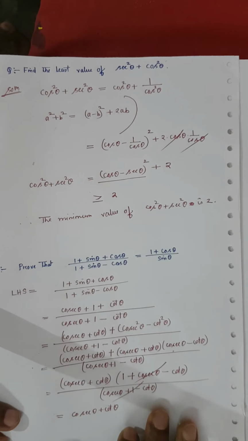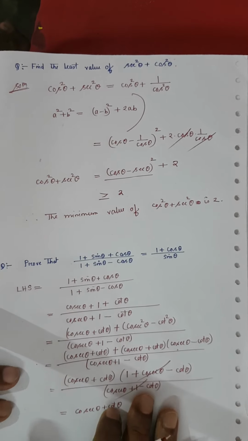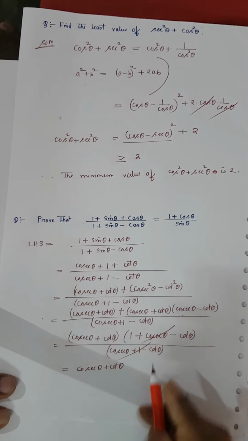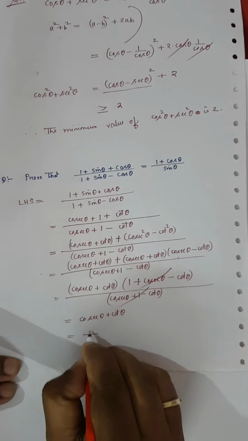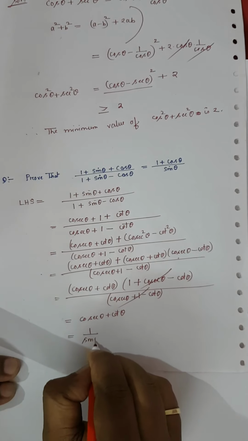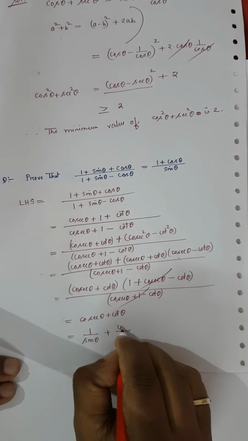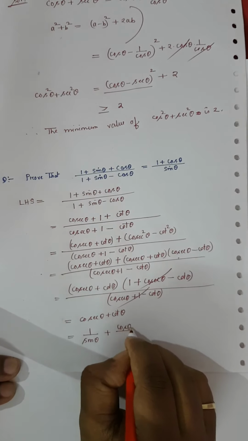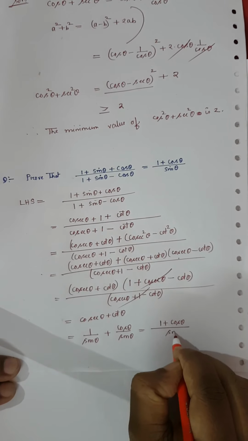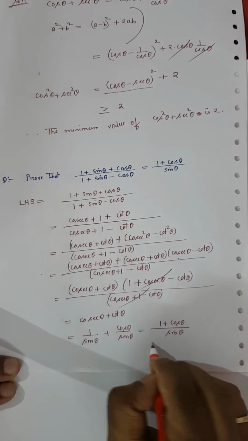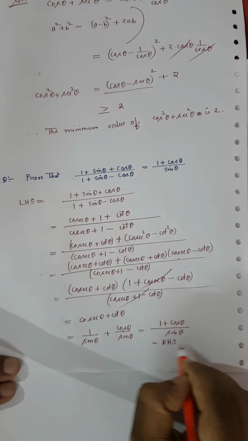So what is cosec? Cosec means 1 by sin. So it is 1 by sin theta, and it is cos by sin theta. So your result will be, take LCM, so 1 plus cos theta divided by sin theta. So it is equal to RHS, hence proved.